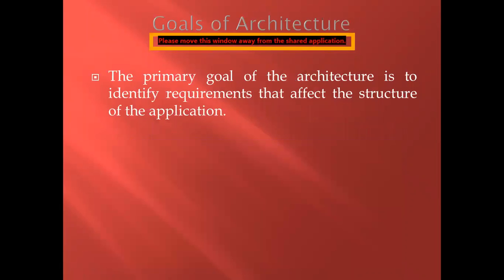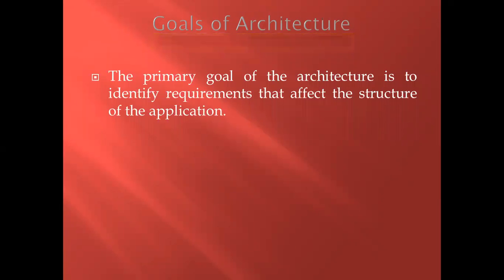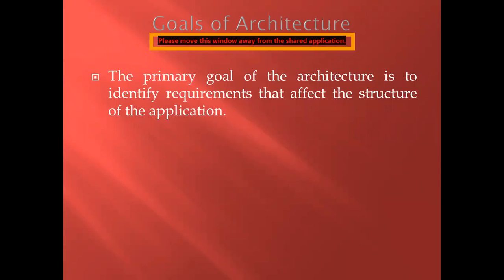Now, what are the different goals of the architecture? The primary goal of the architecture is to identify requirements. Again, in each and every phase, we will check the requirement analysis. We always do the requirement analysis. So the primary goal of the architecture is to identify requirements that affect the structure of the application. We always study the requirement analysis even in the phase of the architecture.